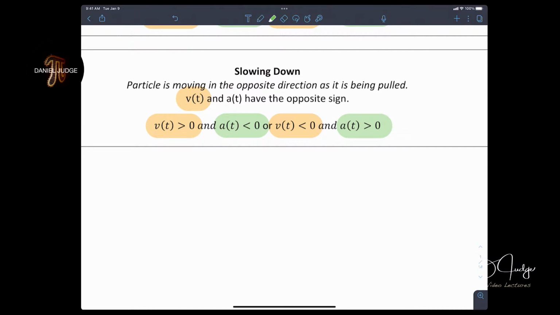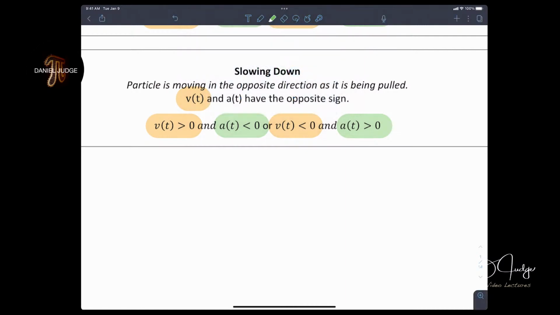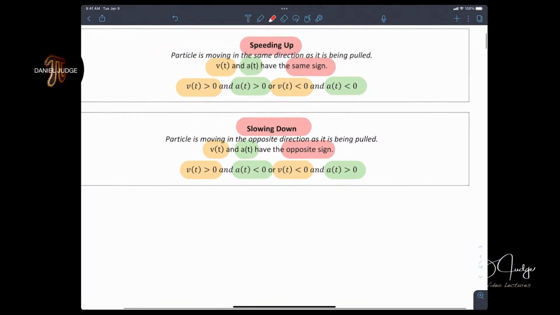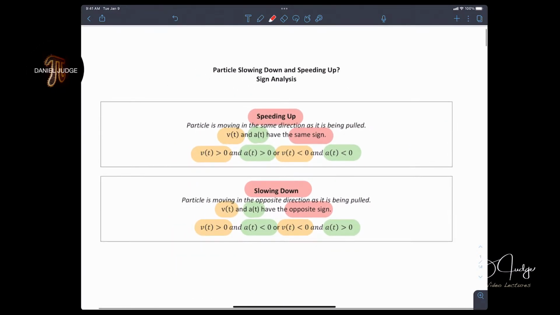And a positive acceleration means it's being pushed or pulled in the positive direction. And so when you compute both velocity and acceleration, if the signs are opposite, then the particle is slowing down. So this is what we mean by particles slowing down or speeding up. These are the concepts behind that.